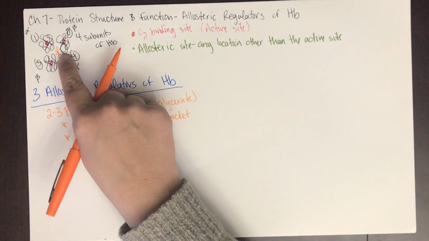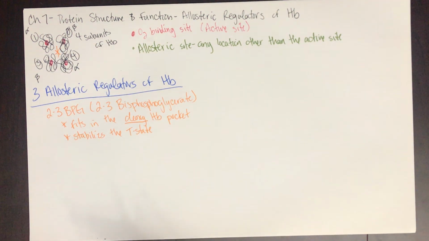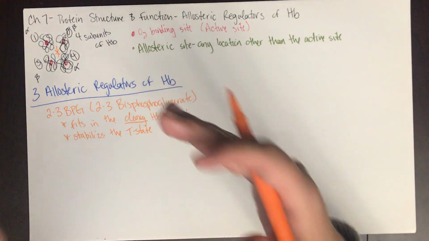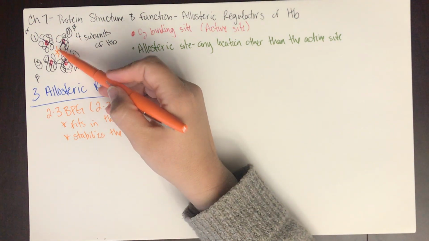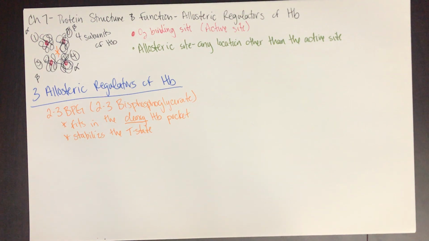So when this 2,3-BPG fits in here, it prevents the hemoglobin from conformationally changing to move that heme in the protoporphyrin ring so it can bind oxygen. So this is allosteric regulation. It's regulation at a site that is not the oxygen binding site. This stabilizes the deoxy state.